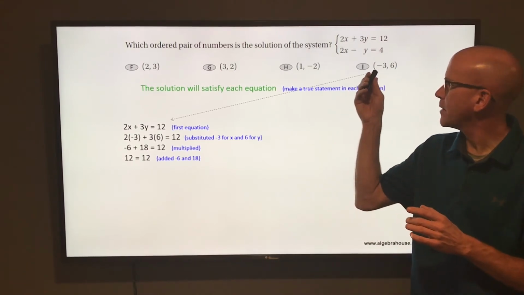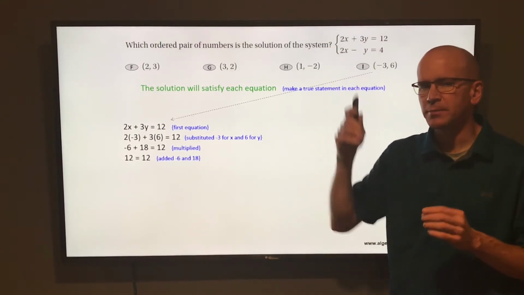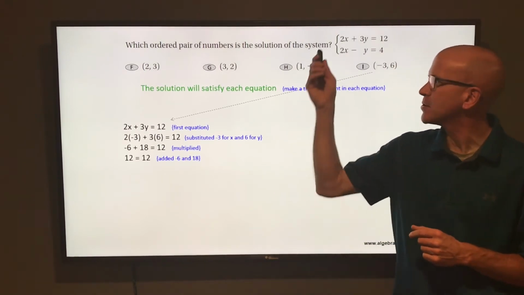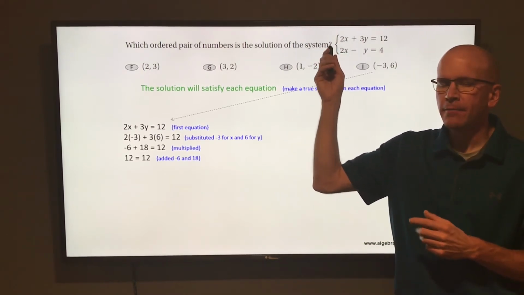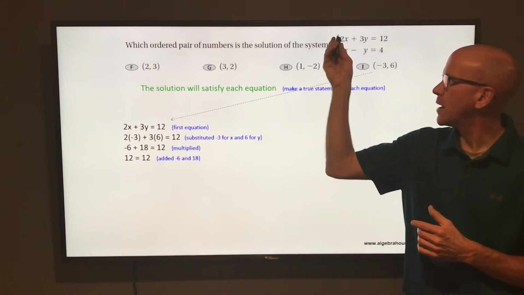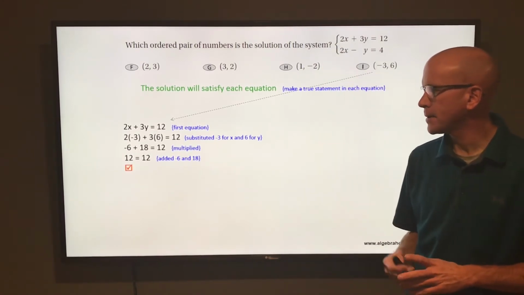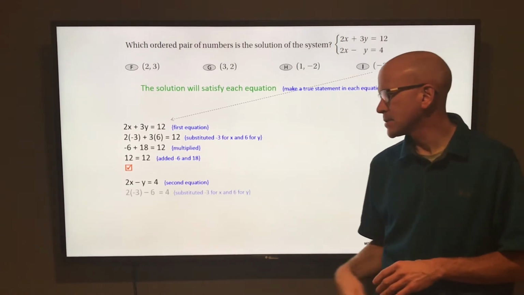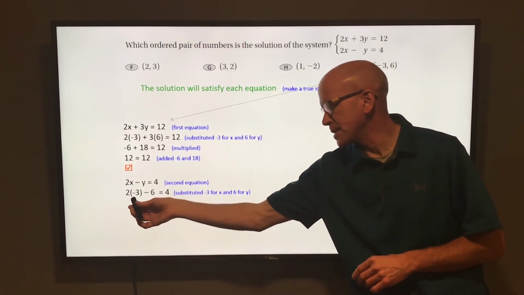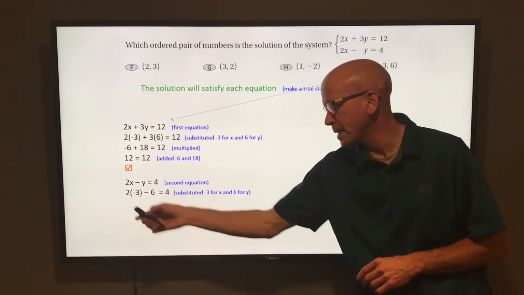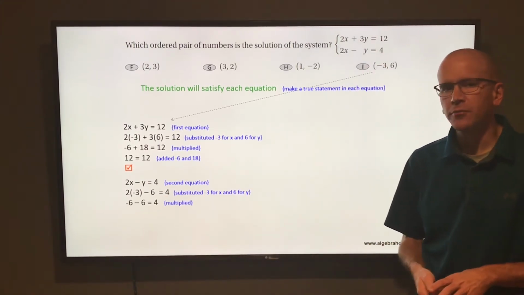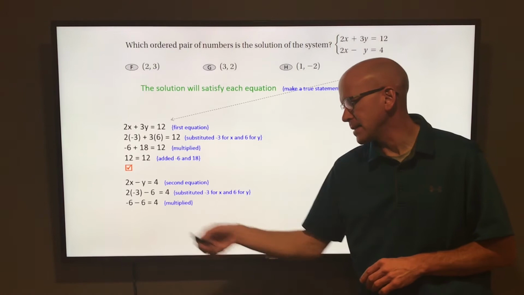Yes, that point, -3, 6, works in the first equation, but all that means is that point lies on the graph of that first equation. For that to be the solution, it has to lie on the graph of both equations. So we'll check that second equation with the same point. Put -3 in for x and 6 in for y. You'd have 2 times -3 minus 6 equals 4. It'd be -6 minus 6 equals 4. Well, -6 minus 6, that is -12.